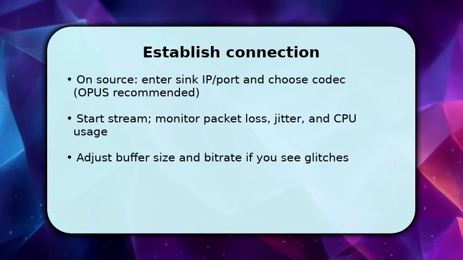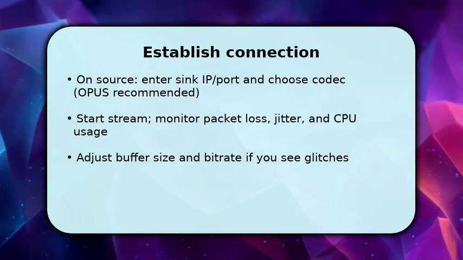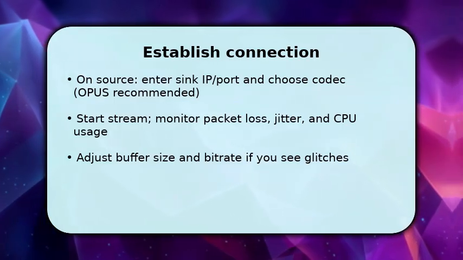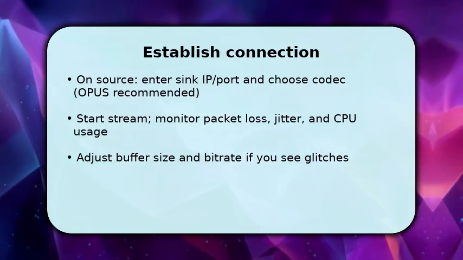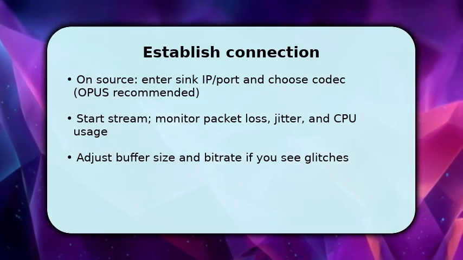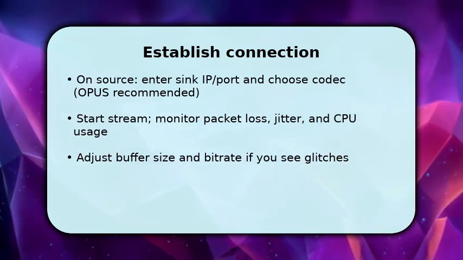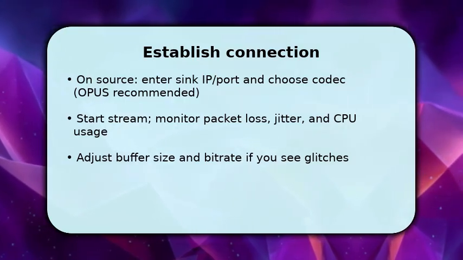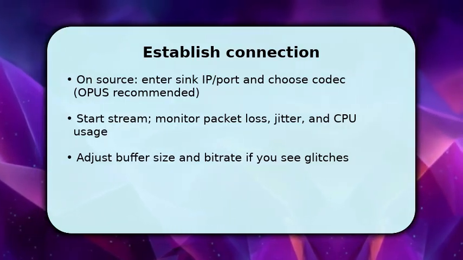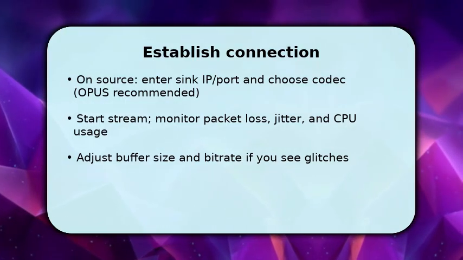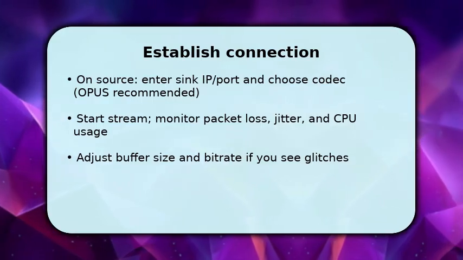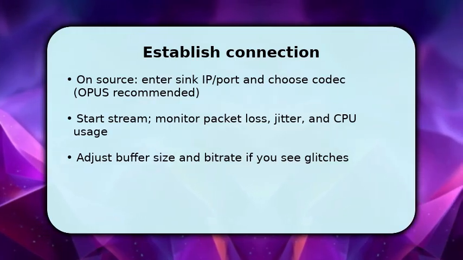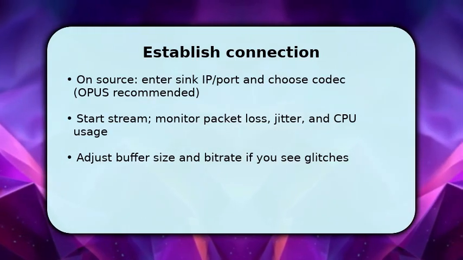You now configure the streaming parameters and create the connection. Enter the sync's IP and port on the source, select a low-latency codec like Opus, then start the stream. Watch the app's stats. Packet loss and jitter tell you about network issues, while CPU spikes hint at encoding strain. If audio stutters, increase buffer slightly or lower bitrate. If latency is too high, reduce buffer and prioritize the stream in your router. Keep tweaking until latency and quality balance.